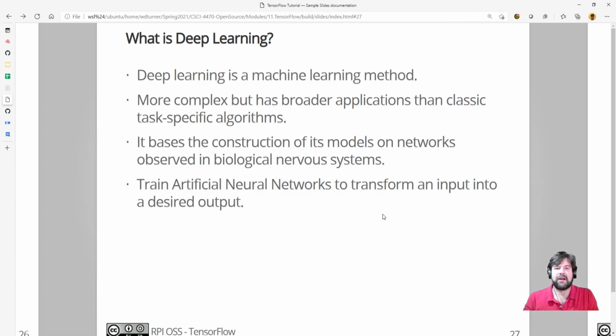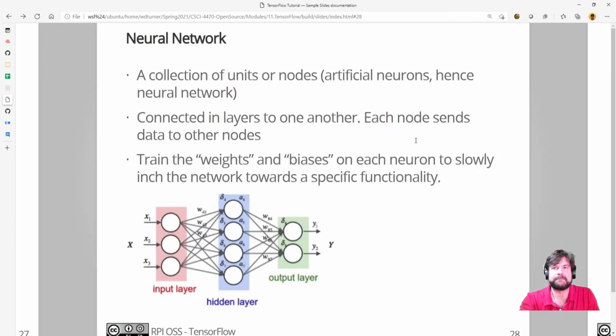Those types of things are hard to predict with neural nets, but they're hard to predict with our own vision systems as well. So maybe that has to be weighed. So what a neural network is, it's a collection of units or nodes. They're considered to be artificial neurons. That's why they call it a neural network.